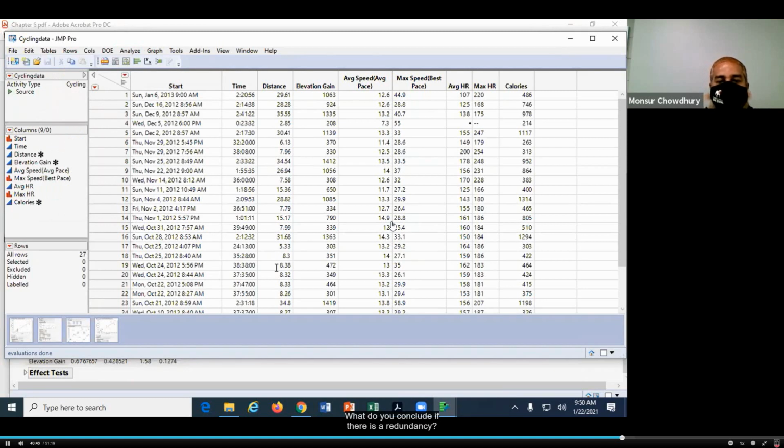What do you conclude if there is a redundancy? If there is a redundancy, there can always be some small redundancy, which we don't care about. But if we see that there is a high correlation, that means this model is not useful. That means we cannot include more predictors that are not reducing the error a lot. So we reject our augmented model and conclude that we cannot reject the compact model. So this is what our conclusion will be.